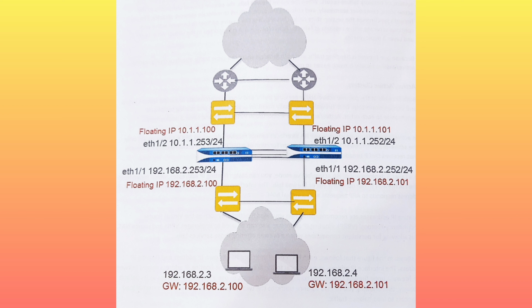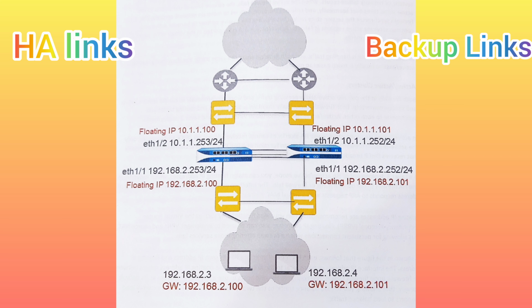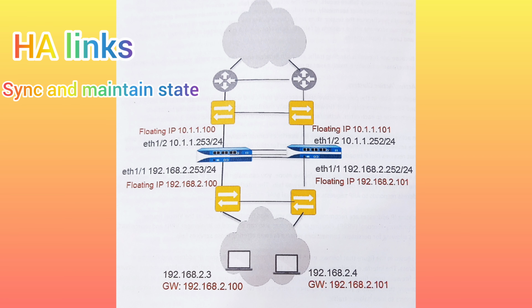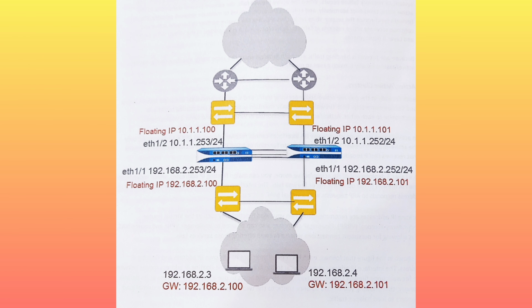Now let's discuss an important part, which is HA links and backup links. The firewalls in an HA pair use HA links to synchronize data and maintain state information. Some models of firewall have dedicated HA ports, the control link HA1 and the data link HA2, and others require you to use in-band ports as HA links, depending on your firewall model. For firewalls with dedicated HA ports, use these ports to manage communication and synchronization between the firewalls.